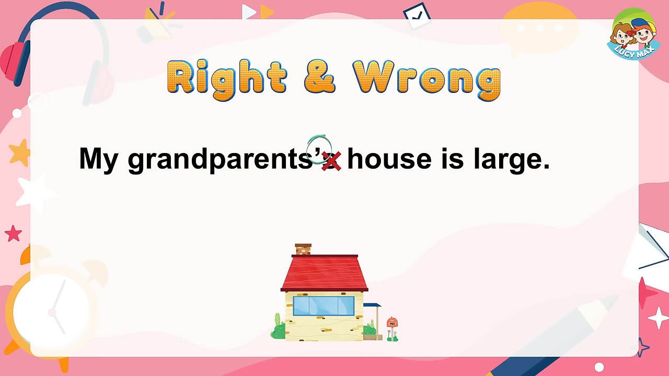Right and wrong. Now look at the right and wrong section. She is smart student. There is no article for student. She is smart student. There is no article. If we put an article in there, it becomes, she is a smart student.